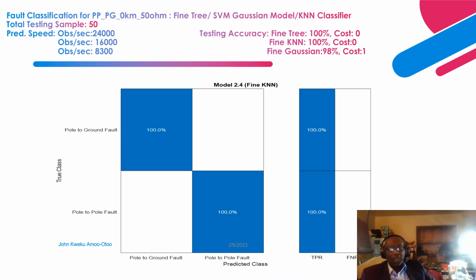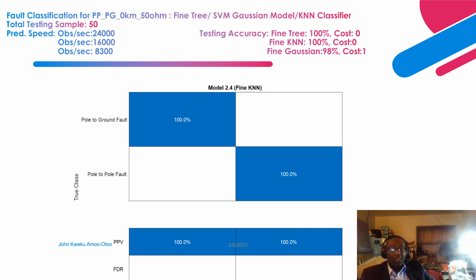Okay, so the previous slide is basically the quantity in numbers. This slide is giving us the percentage-wise. So we have 100% pole to ground faults tested and classified accurately, a testing accuracy of 100%, and pole to pole faults at 100% accuracy.